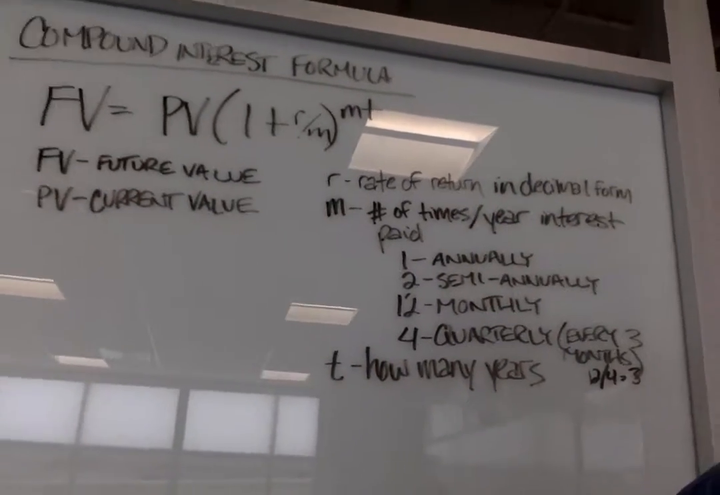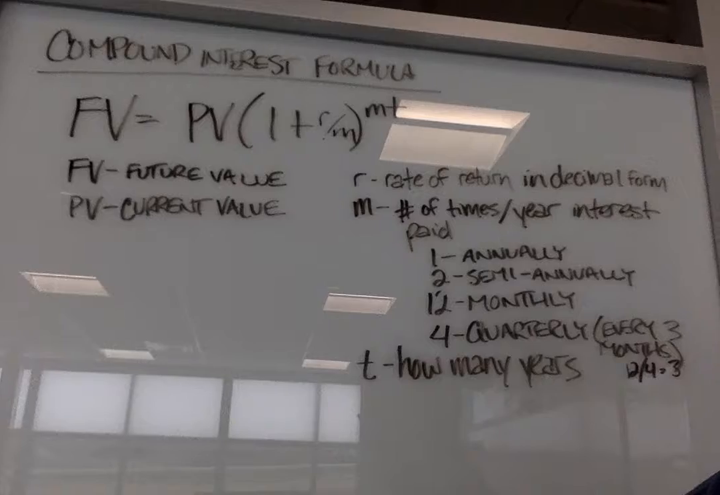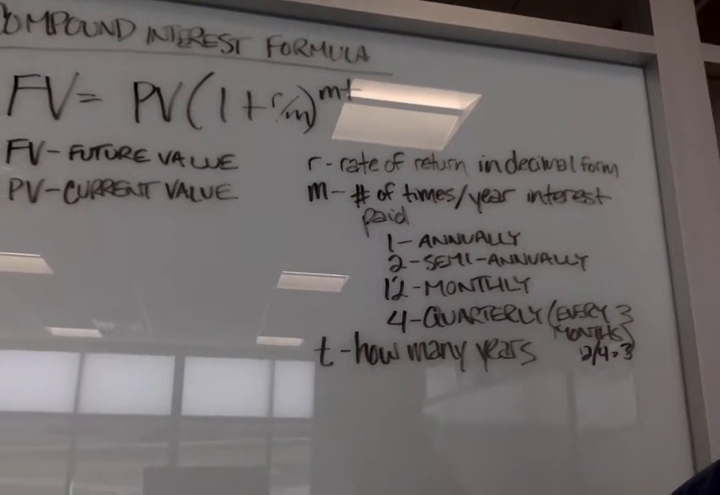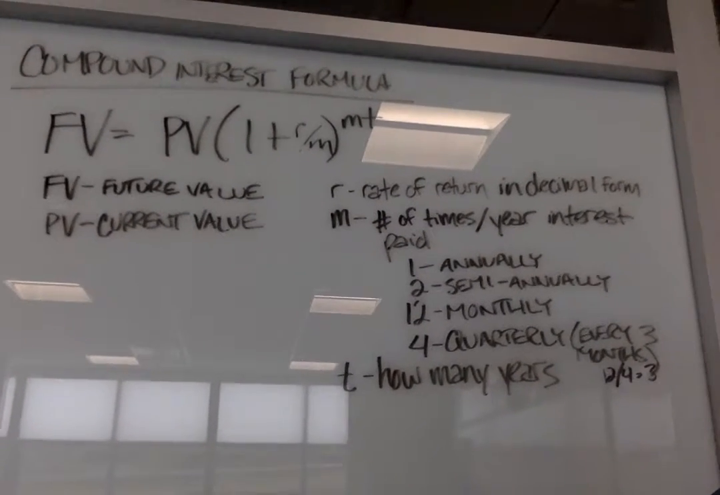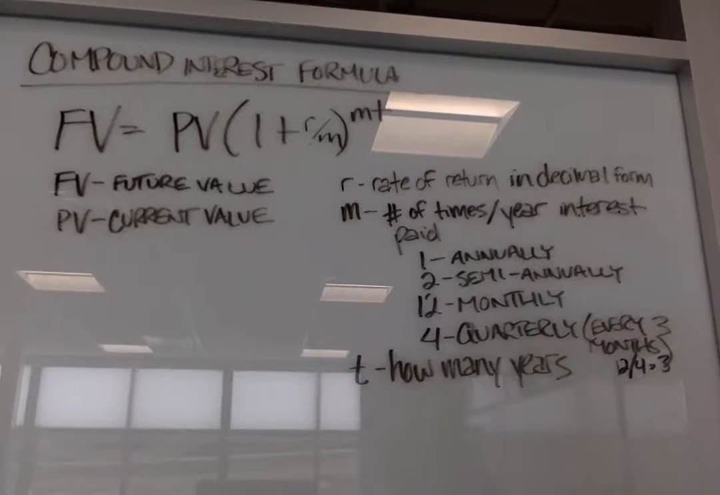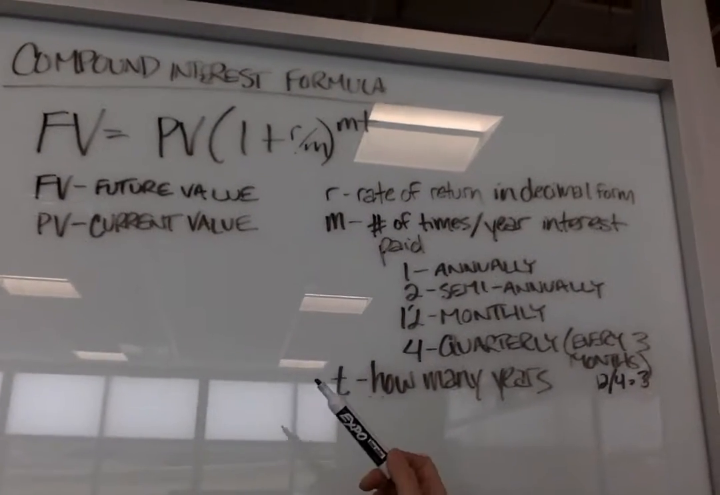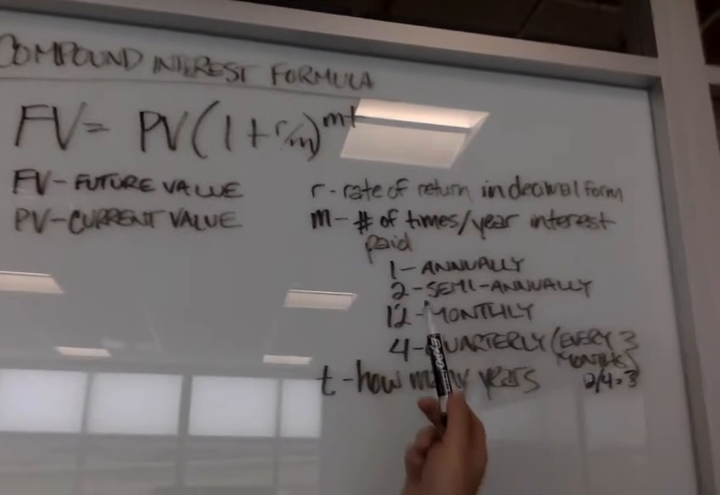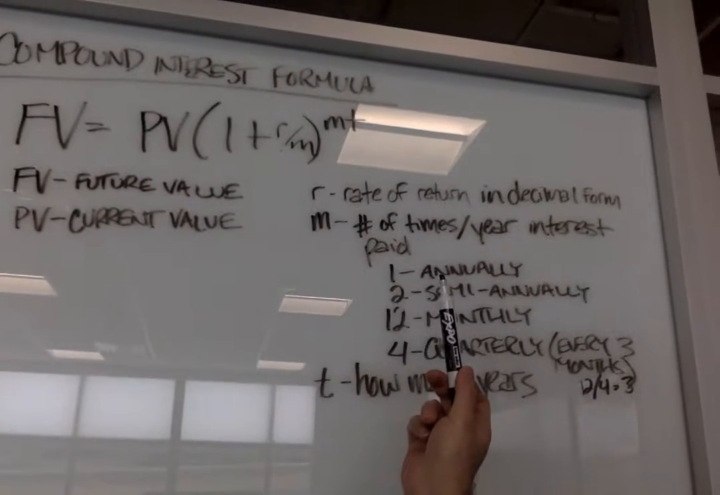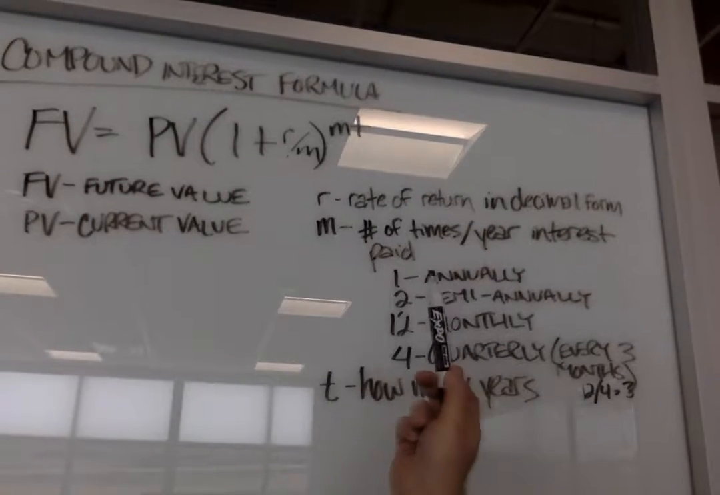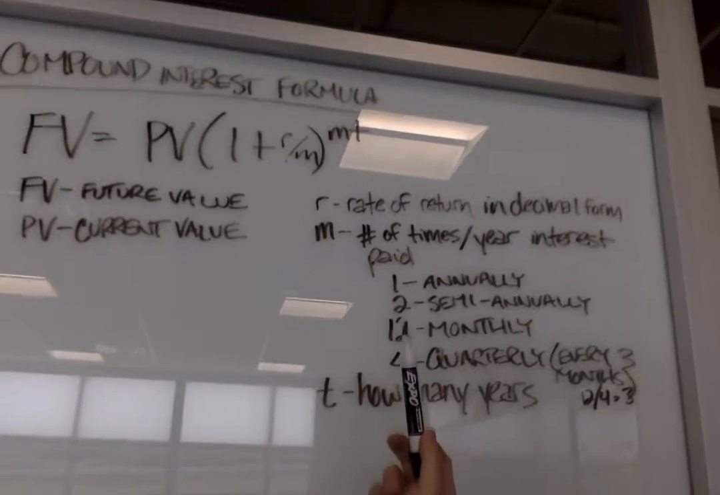So I would ask you to pause the video now and to go ahead and record what you have on the board here into your notes. I do want you also to include over here if it's annual or yearly, so interest is calculated and paid once a year, you're going to use the number 1.